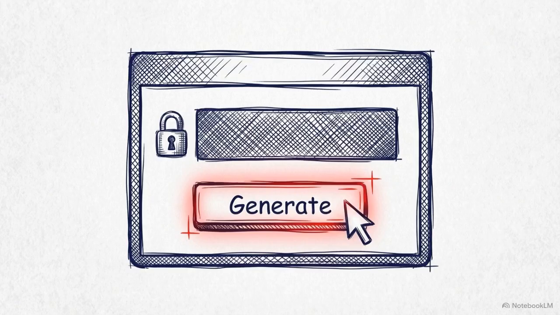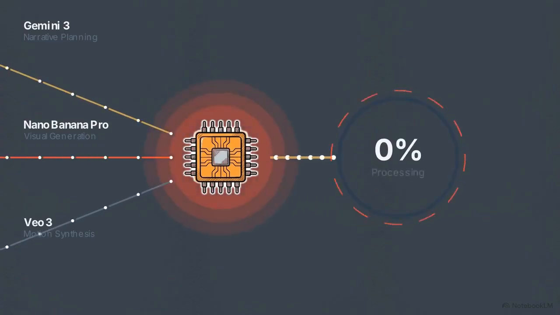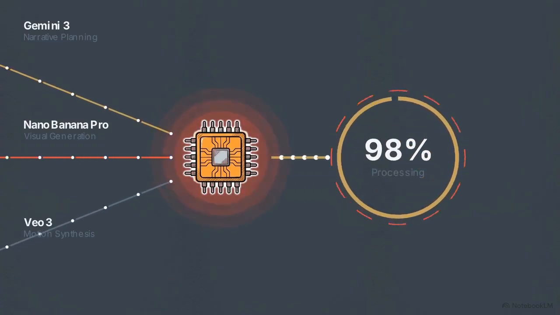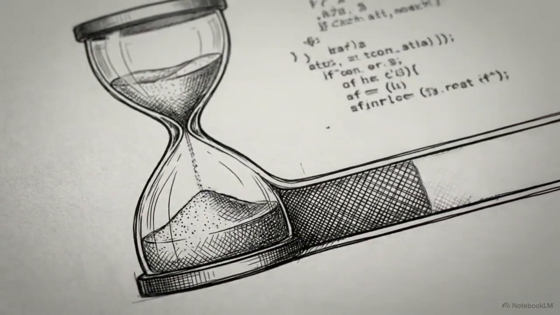With your instructions locked in, execute the command by hitting the Generate button. Synthesizing fluid motion, rendering custom imagery, and timing a voiceover from scratch requires a heavy computational load. Expect this rendering process to take anywhere from 30 to 60 minutes.